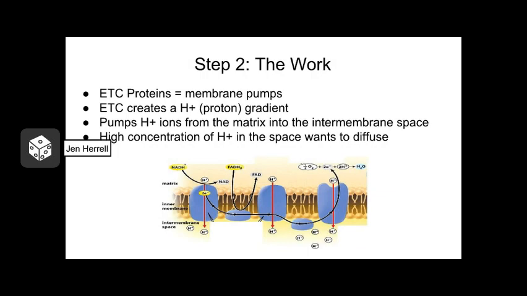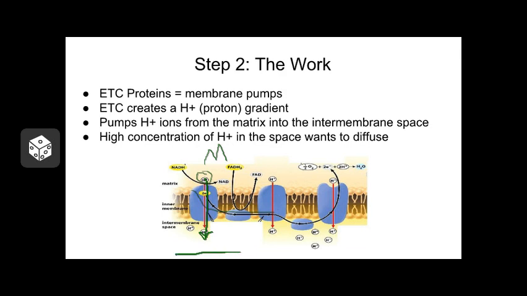So now that we've energized this machine, we need to discuss what it actually does. What work does it do? Well, this machine is actually a giant hydrogen pump. It's a proton pump. Remember that hydrogen ions are also known as protons. So as the energized electrons flow through it, it grabs hydrogen ions from the matrix, this is the matrix in here, and it pumps them across that inner membrane into this little space over here.